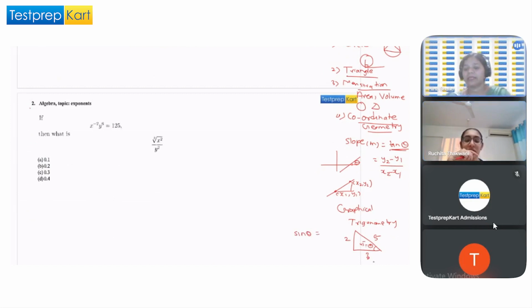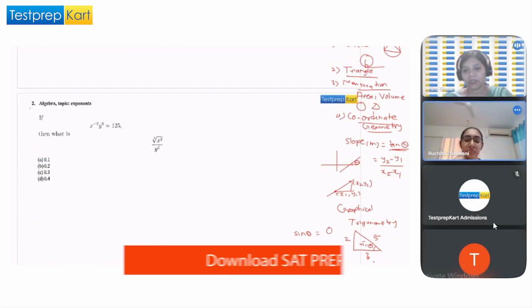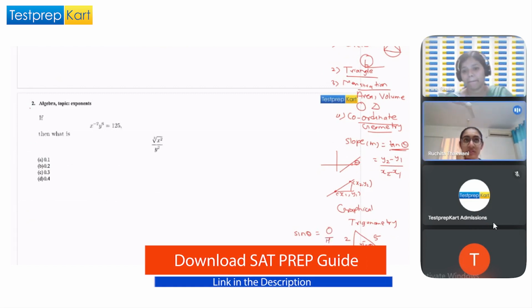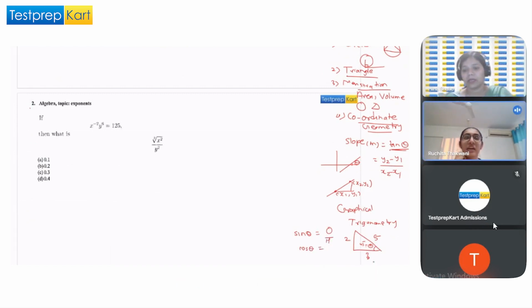What is the formula for sine theta? Opposite upon hypotenuse. And if I have to find cos theta? Cos is adjacent upon hypotenuse. So we can use this side, and cos 45, using this we can find this.